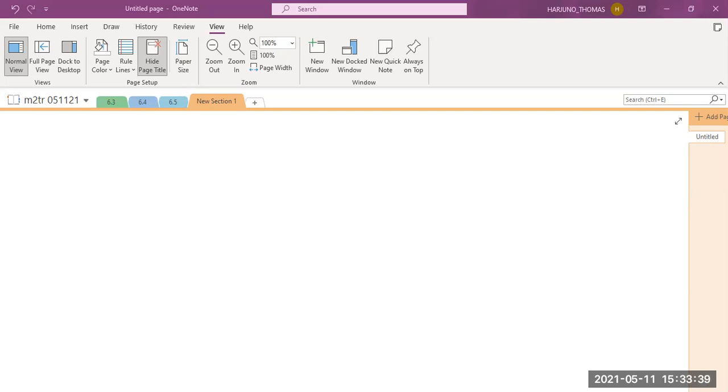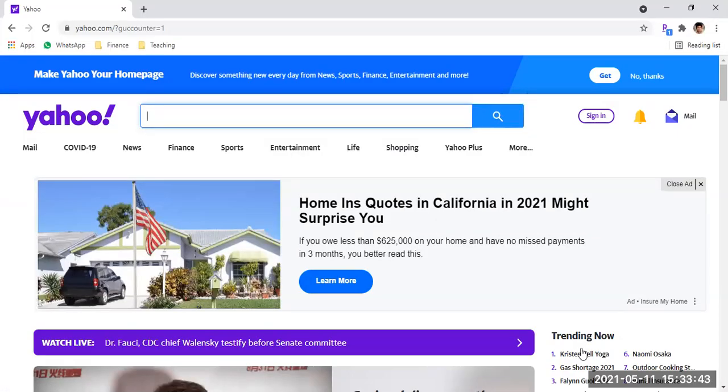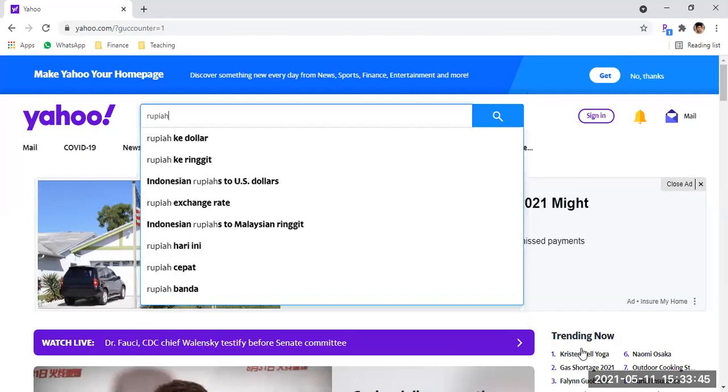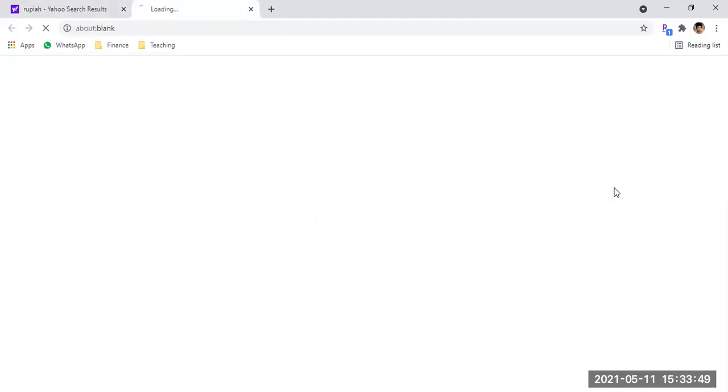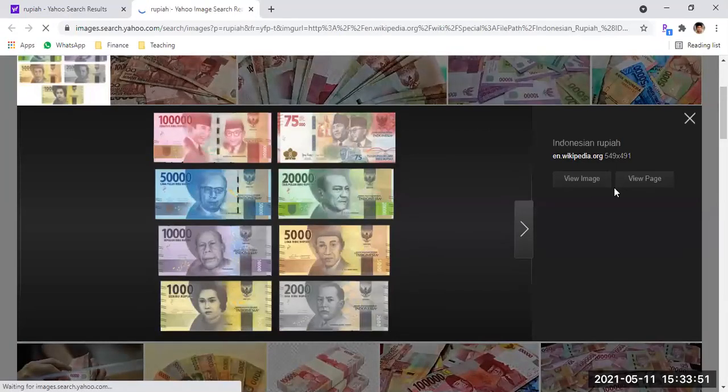Okay, what I want to show you is this. I want to show you Indonesian money. This is Indonesian money.